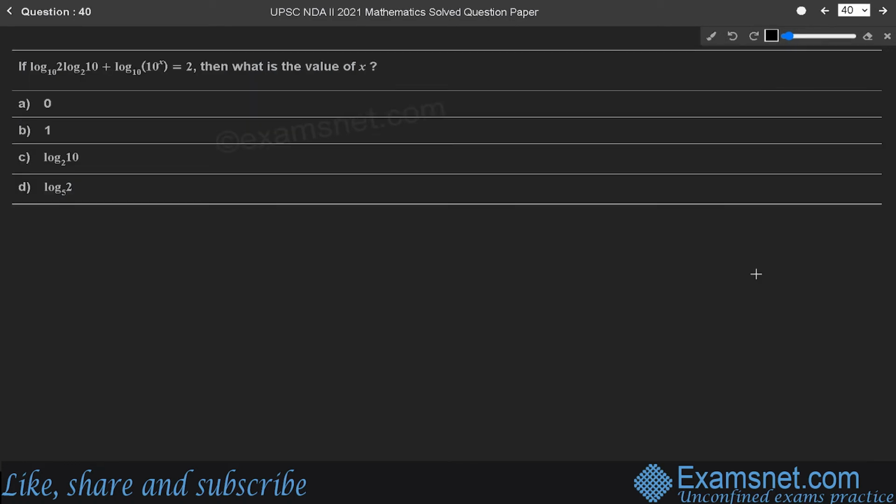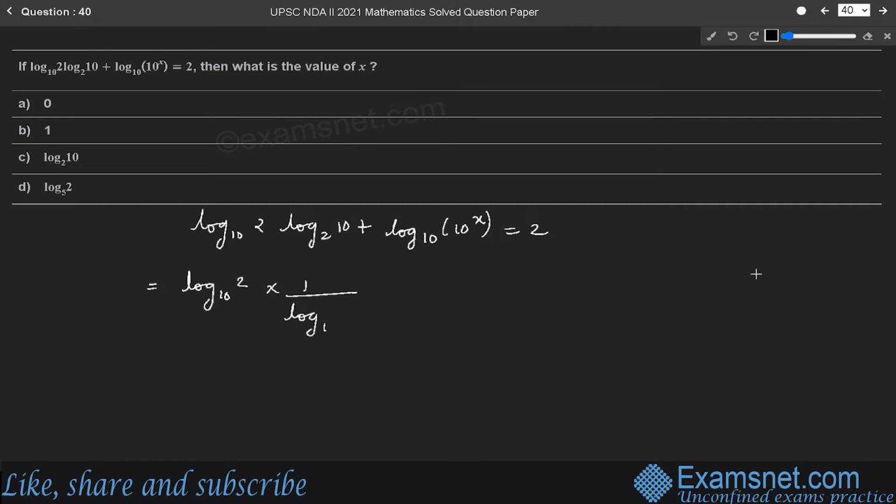Next question is, if log base 10 of 2 into log base 2 of 10 plus log base 10 of 10 to the power x is equal to 2, then what is the value of x? It is a very simple question because it is a question on logs. So this expression can be written as log base 10 of 2 into 1 upon log base 10 of 2, plus x log base 10 of 10, is equal to 2.